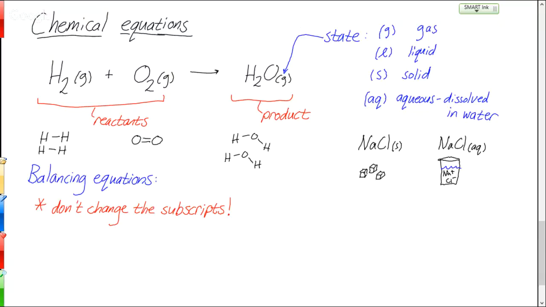The way we express that in the equation is by putting numbers out in front of each compound, which we call coefficients. So we can put a 2 here and a 2 here. And that tells us that now we're talking about 2 molecules of hydrogen reacting with 1 molecule of oxygen and making 2 molecules of water. And now all the atoms are fine. We're rearranging them, but we're not getting rid of any of them.